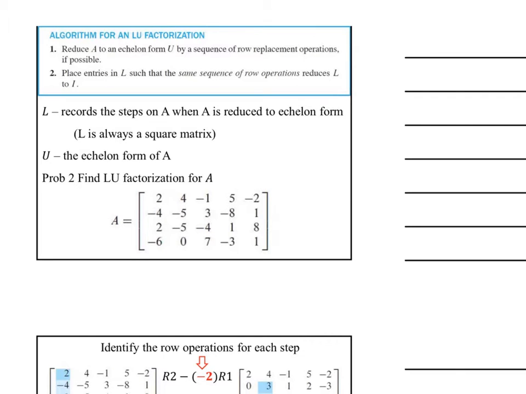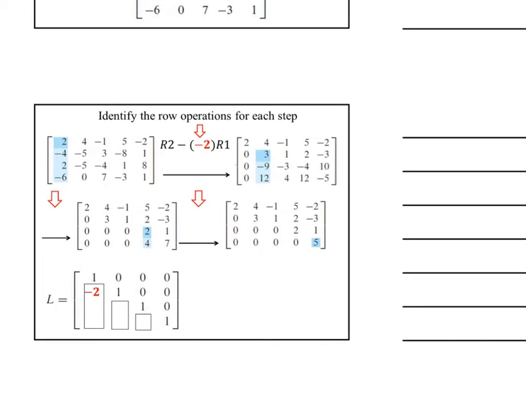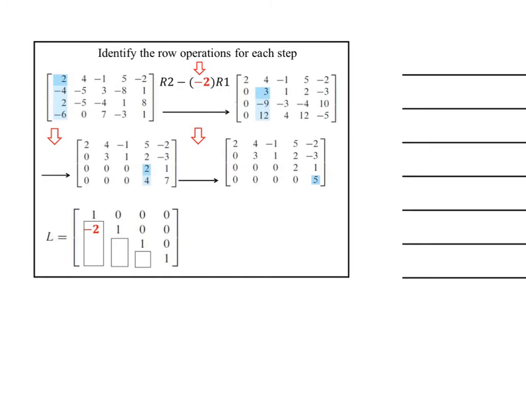Here's the LU factorization algorithm. L will store the steps on A, where A is reduced to echelon form, and U is simply the echelon form of A. So now let's take a look at this problem. How do we LU decompose this? So take a look here.